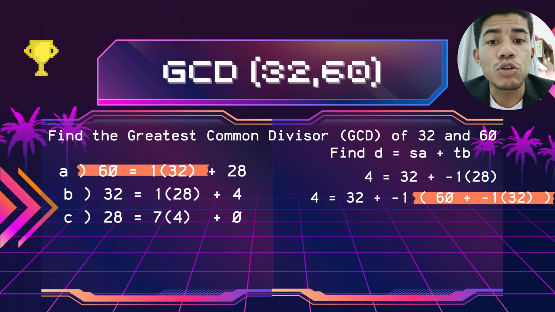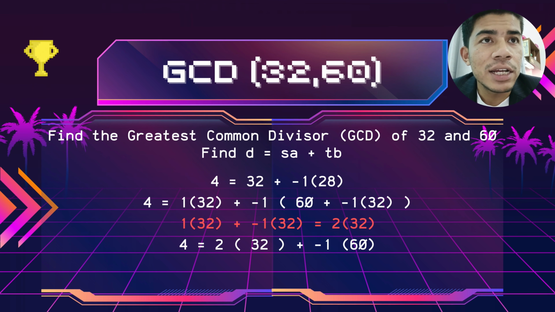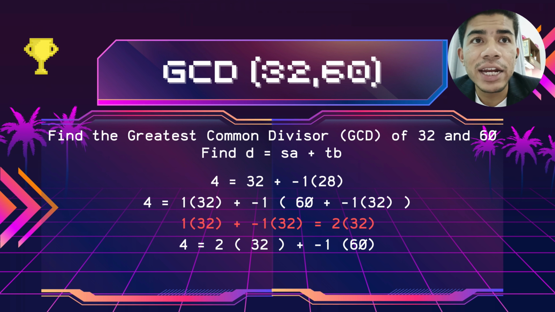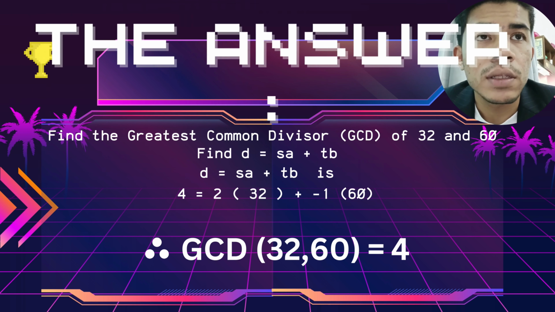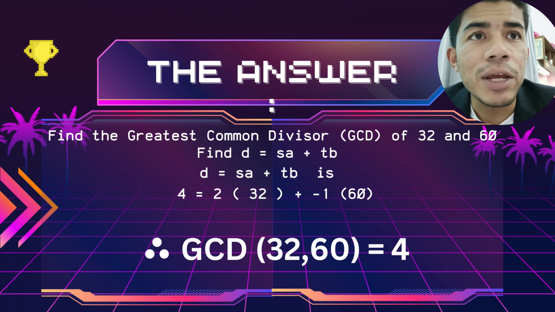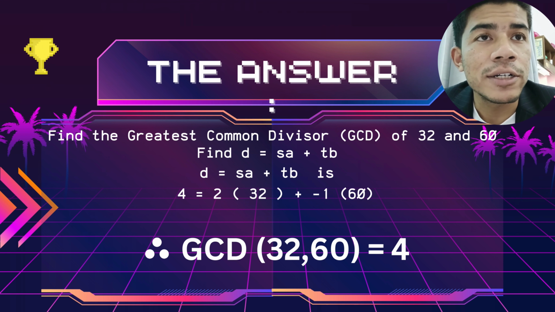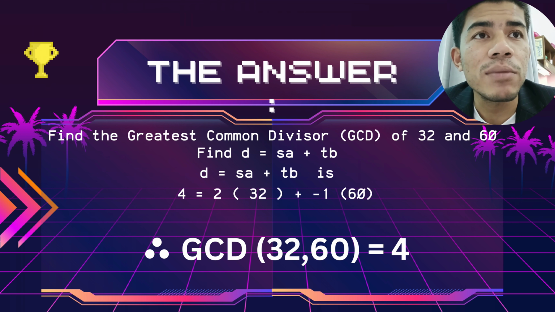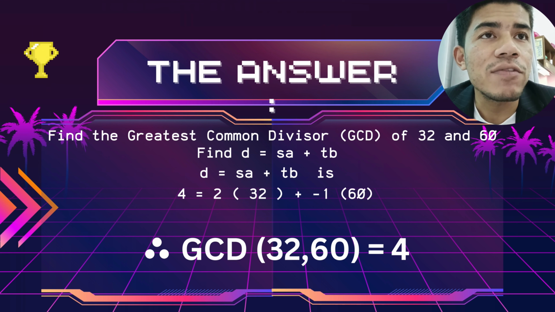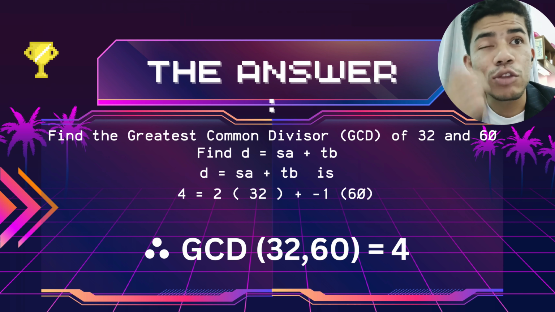For the solution, after we settle the math problem in the bracket, we get 4 = 2 × 32 + (-1) × 60. After we settle this, we get the answer for the GCD of 32 and 60 by the Euclidean algorithm. The answer is 4. So 4 is the final answer for the formula d = sa + tb.